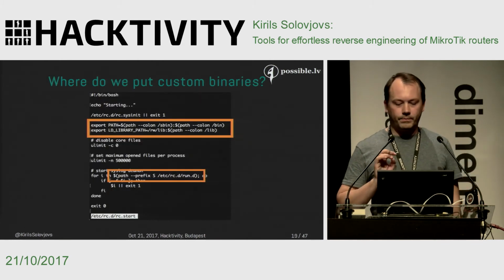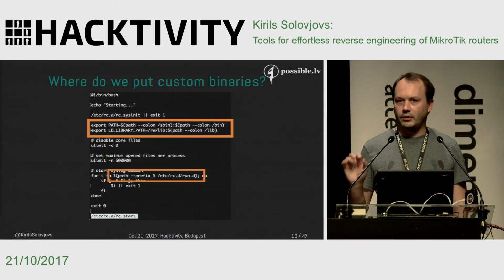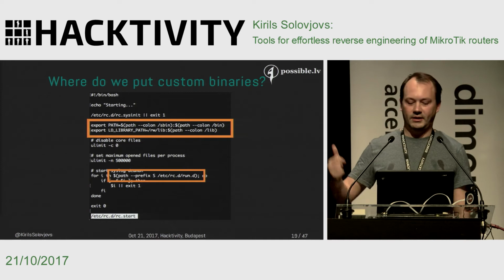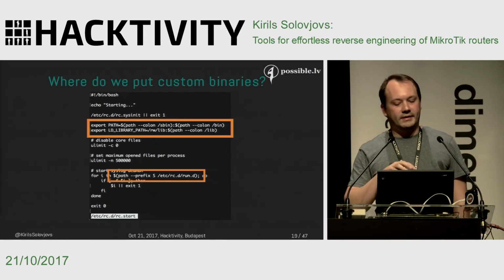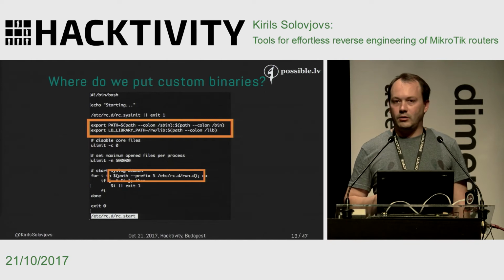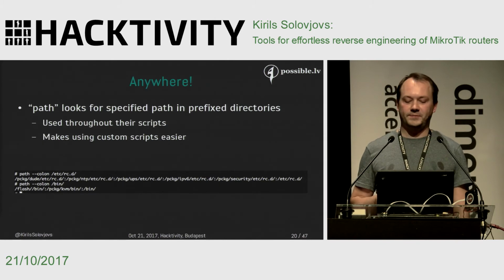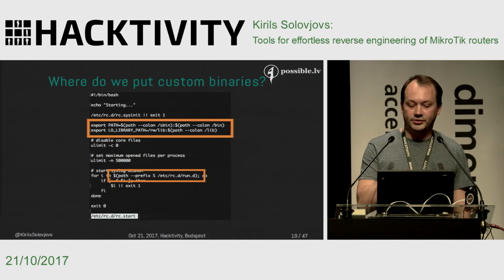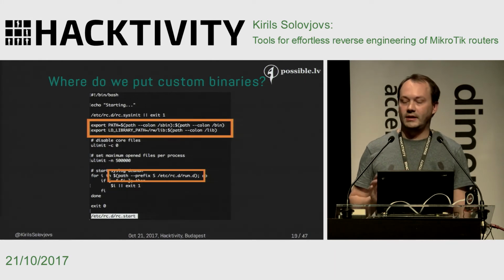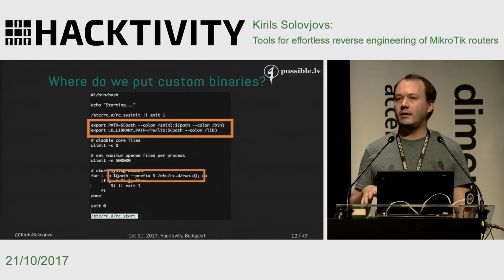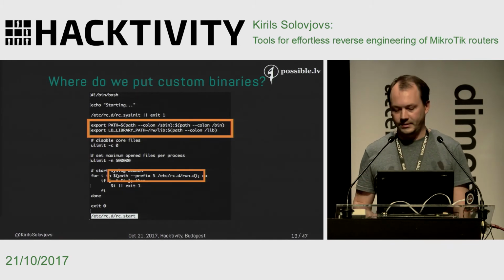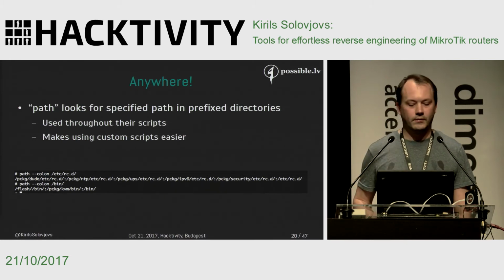Now, the question, of course, is when you put your custom binary on, which folder do you put it in? Luckily for us, you can put them almost anywhere. If you take a look at this PATH variable, it adds the output of a binary called path to the PATH. And what this binary does is it looks for specified paths in prefix directories. So if we go back one slide, this searches for /bin and /sbin directories. So if you make a directory anywhere in the file system that's called bin or sbin, it will be added to the PATH. Here we can see how that binary works.